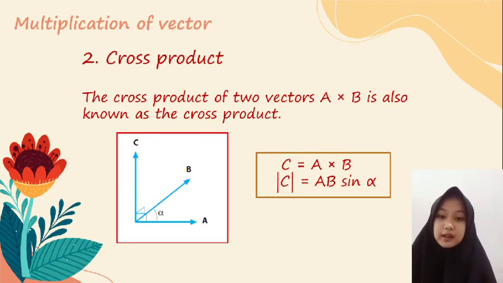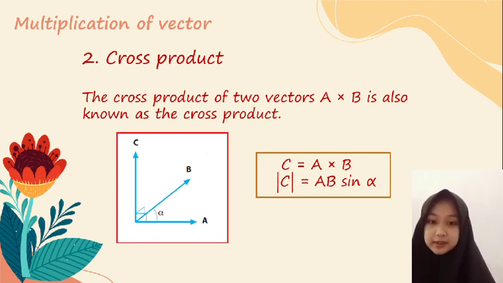2. Cross product. The cross product of two vectors, A × B, will give a vector whose direction is perpendicular to the plane formed by the two vectors. And the magnitude is equal to the product of the two vectors' lengths with the sine of the angle between them. The right-hand rule can be used to determine the direction of the cross product vector.